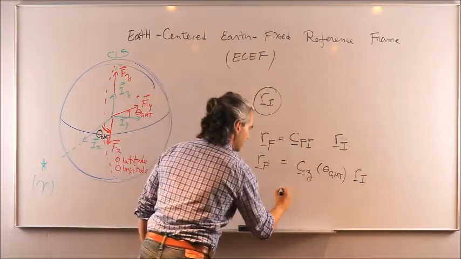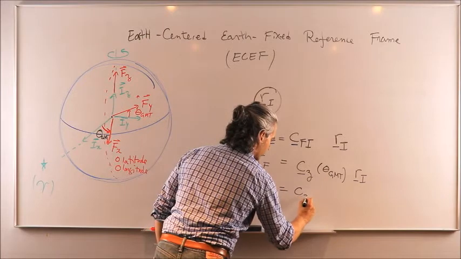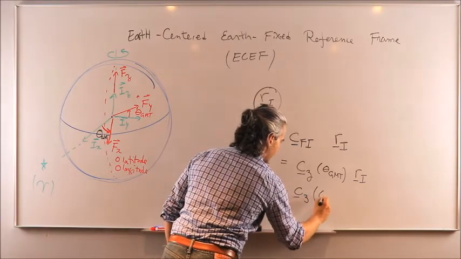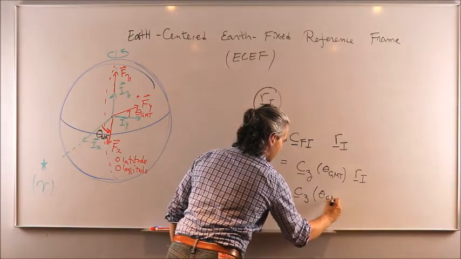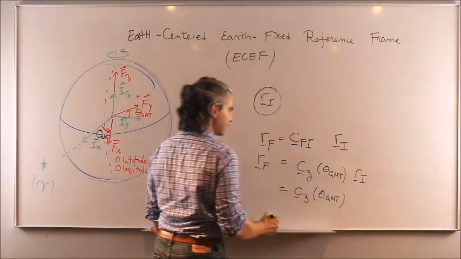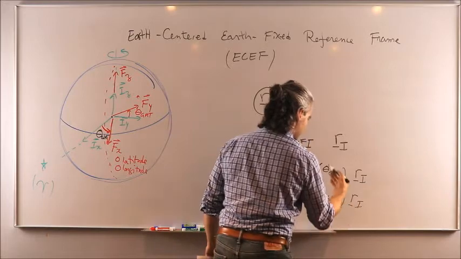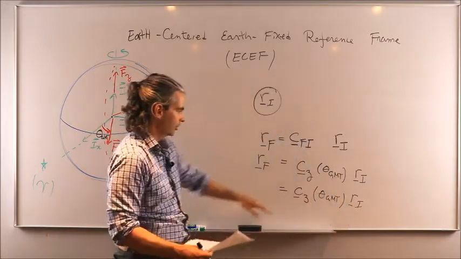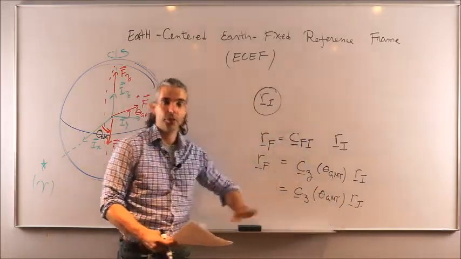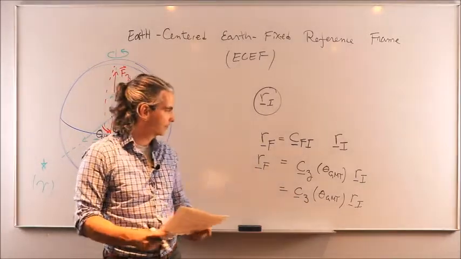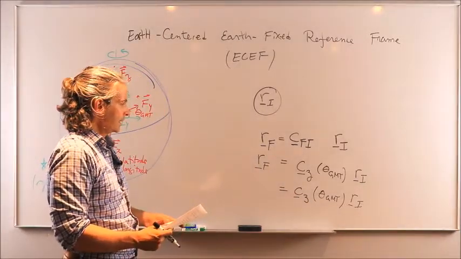I wrote CZ here, but this is equivalent, of course, to C3, depending on which way of writing rotation matrices is better for you. CZ or C3, this is the same thing. And the definition of CZ or C3 can be found in chapter 1 of the lecture notes.